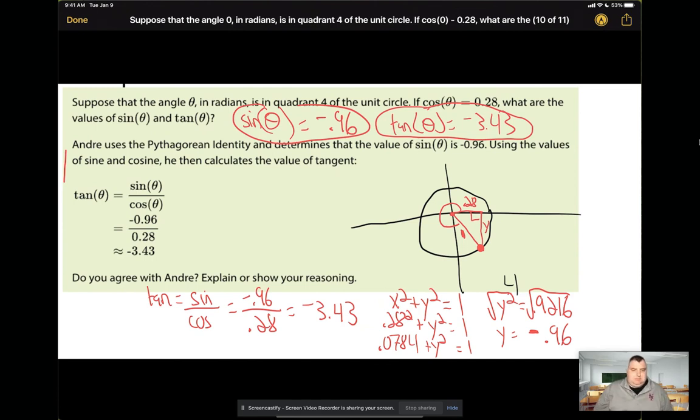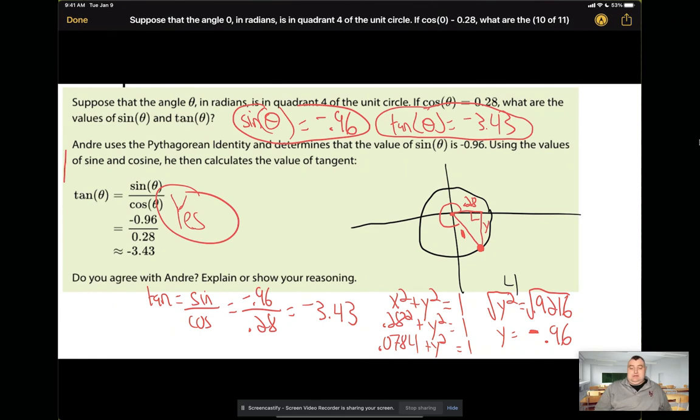Andre uses the Pythagorean identity and determines that the value of sine theta is negative 0.96. Using the values of sine and cosine, he then calculates the value of tangent. Do you agree with Andre? In other words, did Andre do this correctly? Well, we have done the work and we got negative 3.43. So the answer in this case is definitively yes. We do agree with Andre.